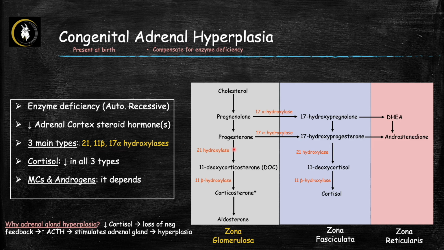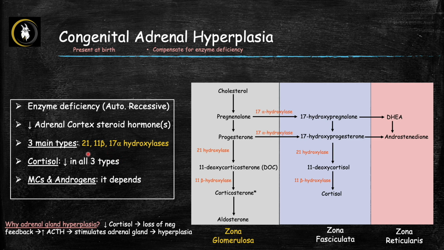So in 21-hydroxylase deficiency, these two reactions are going to be inhibited right here. In 11-beta hydroxylase deficiency, these two reactions are going to be inhibited. And in 17-alpha hydroxylase deficiency, these two reactions are going to be inhibited. And in all three of these cases, cortisol levels are going to be low. So if you know that you have a congenital adrenal hyperplasia, you don't have to worry about what's happening with cortisol. You know that it's going to be low in all three of these.